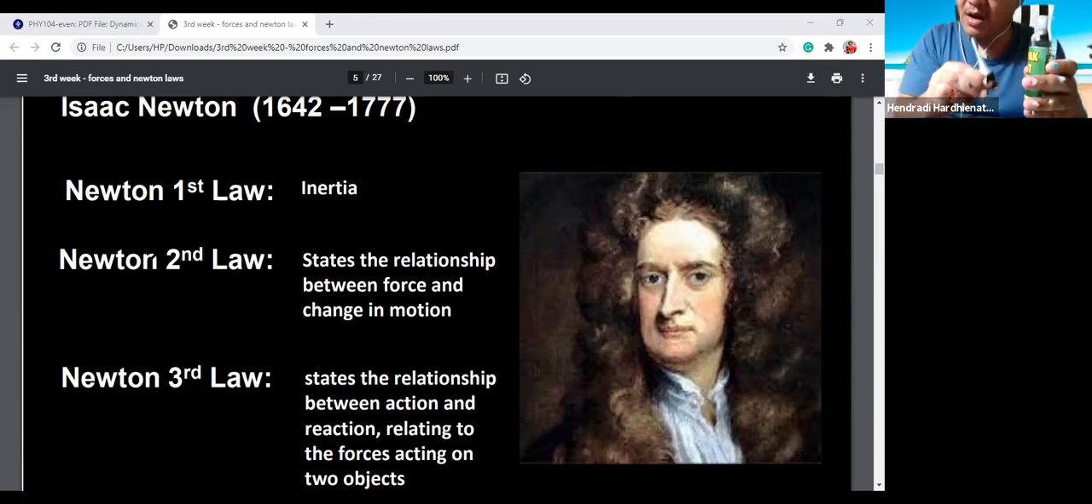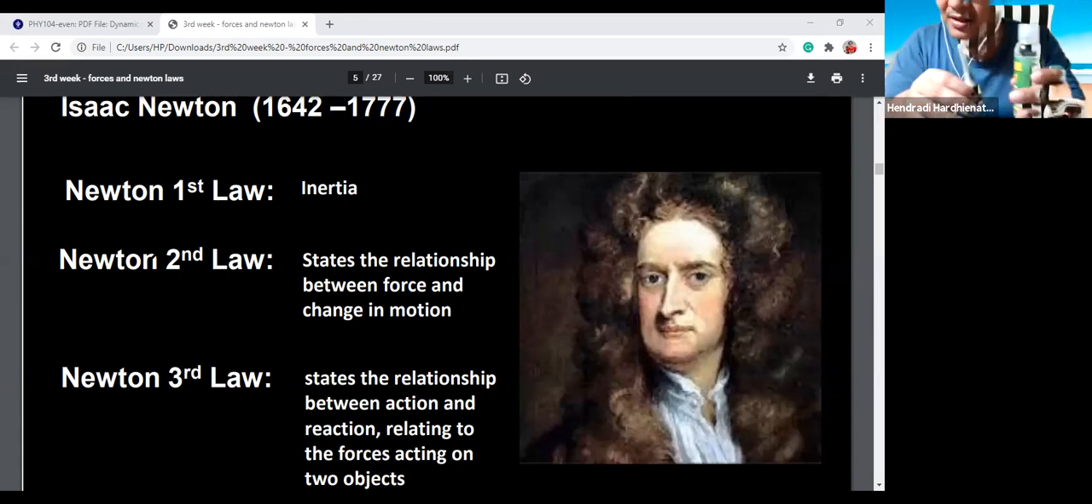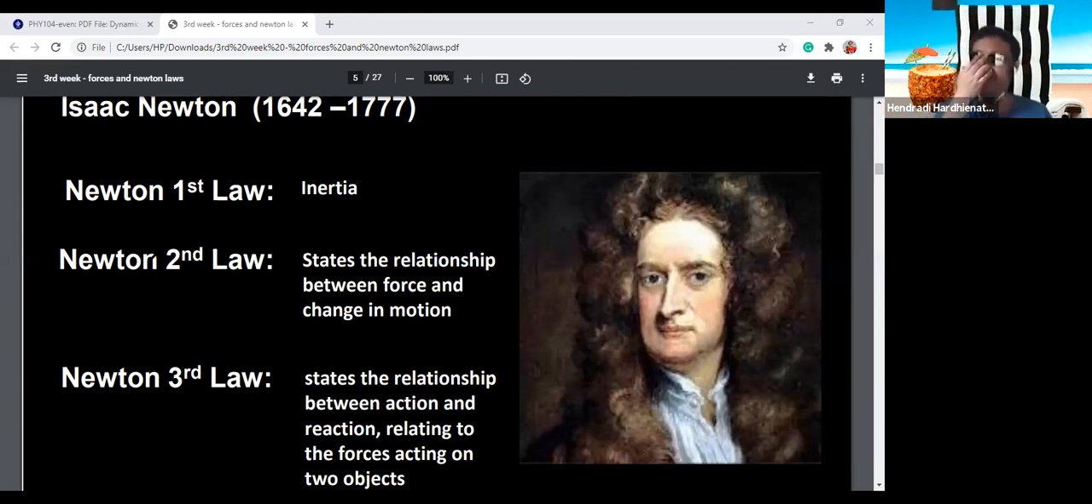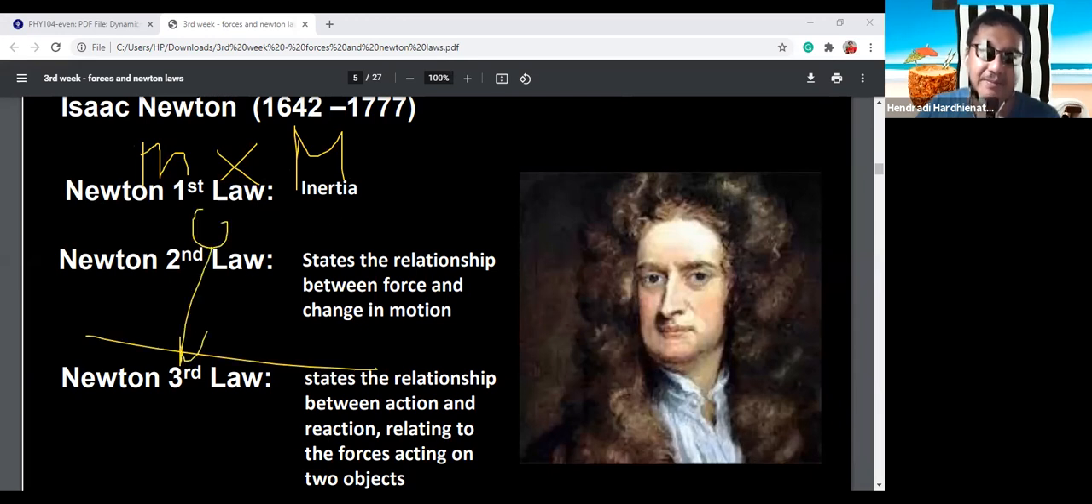Why? Because the smaller mass has lower inertia, it is more agile, so it should hit the table first. But what we see is that they hit the table at the same time. So who can explain this? Why do they hit the floor at the same time? The mass is not the same, but they hit at the same time. Can you explain what happened? Who can explain this?